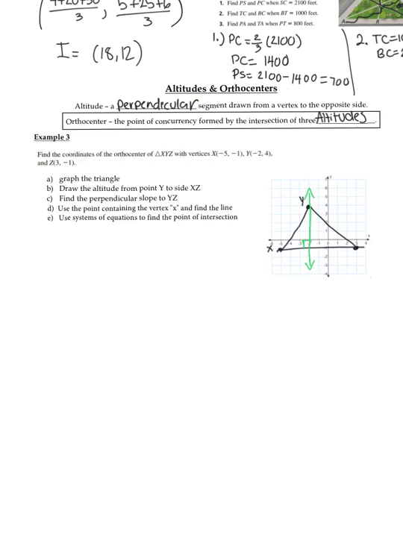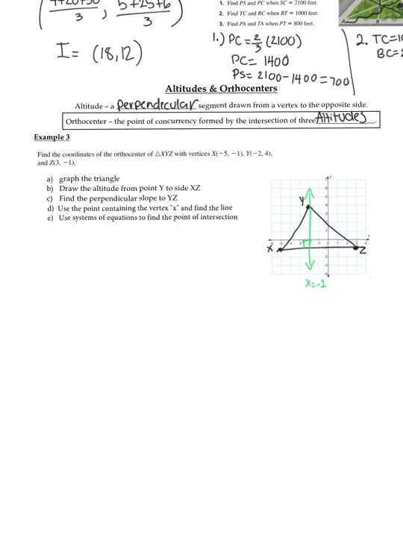Remember, the altitude goes from the vertex, and then it's going to be perpendicular to the other side. So I already know this equation. This equation here is just x equals -2. I now need to find the equation that goes through X and is perpendicular to YZ. This one is not as easy to see. You can't just draw a line and hope that that's the correct equation to that line.